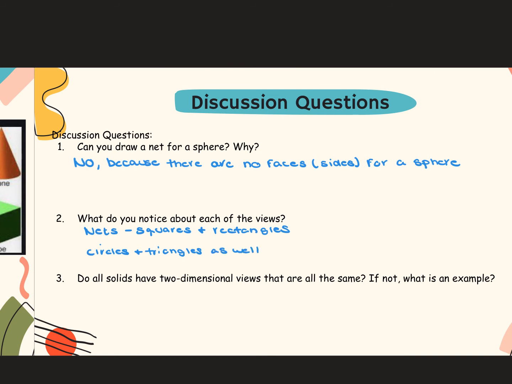All right, now let's look at this: do all solids have two-dimensional views that are the same? If not, what is an example? All right, and we can definitely say no. Given an example, we can say that a square-based pyramid, or the square pyramid, has two-dimensional views. I'm just going to put 2D view that is different.